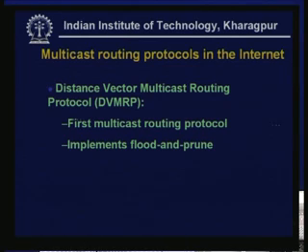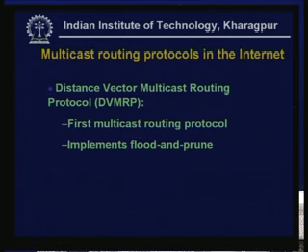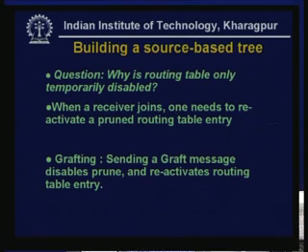Now, we just mention a multicast routing protocol which is actually implemented in most of the routers and many of the level 3 switches also. This is called DVMRP. Unfortunately, I have seen it very rarely being used, but it is there in most of the routers of today as well as many of the layer 3 switches. DVMRP is the Distance Vector Multicast Routing Protocol. Okay. So, this is the first multicast routing protocol, and it implements flood and prune.